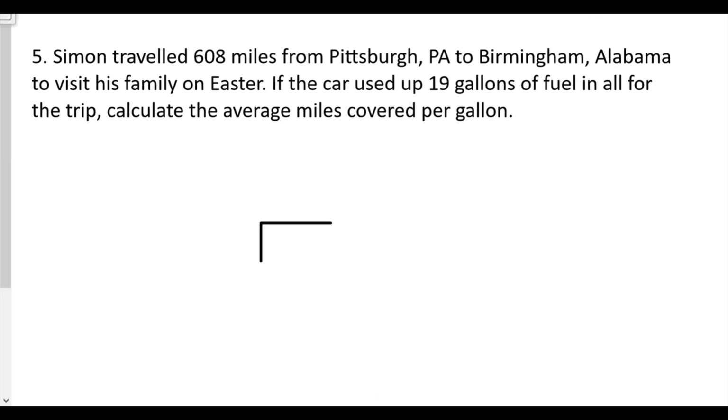And question 5. Simon traveled 608 miles from Pittsburgh, Pennsylvania to Birmingham, Alabama to visit his family on Easter. If the car used up 19 gallons of fuel in all for the trip, calculate the average miles covered per gallon. So I have 608 divided by 19. Okay, so we look at our 19 times tables. 19 can go into 60 3 times. 3 times 9 is 27. Carry the 2. 3 times 1 is 3, plus 2 is 57. I'll subtract 57 from 60.